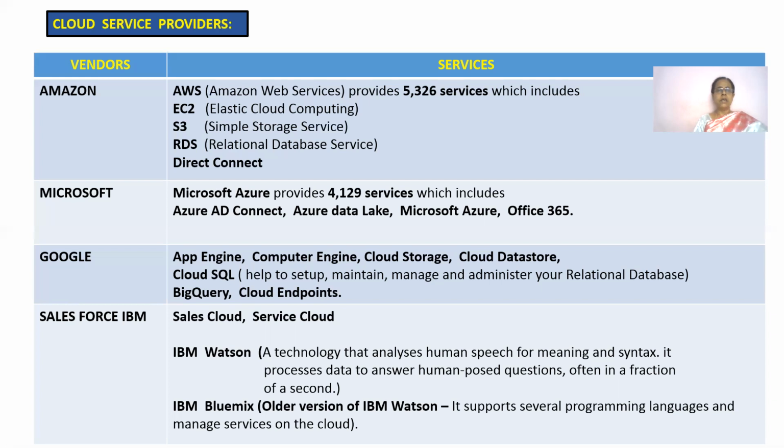There's another service called IBM Bluemix. This is an older version of IBM Watson, and it supports several programming languages. You know what programming languages are, right? You have Java and all these things. It manages all these services on the cloud. So if you don't have any of today's programming languages, like Python and HTML, or every type of language, you can just get it over the cloud. So these are the service providers: Amazon, Microsoft, Google, and IBM.